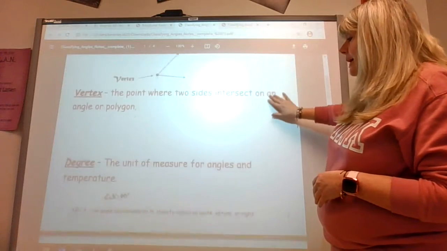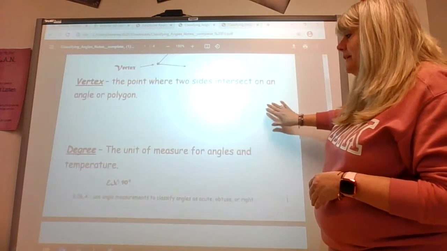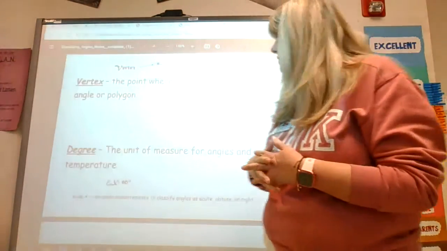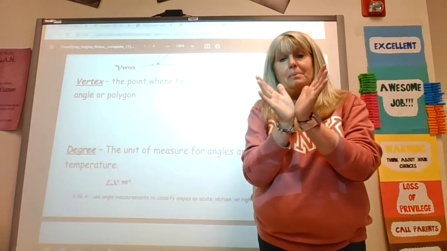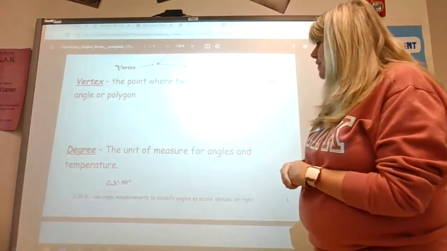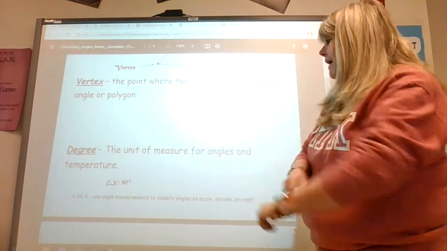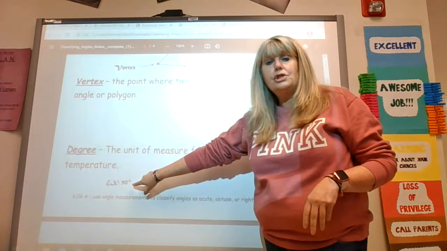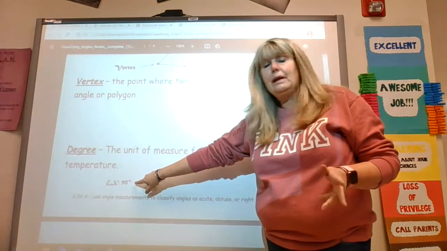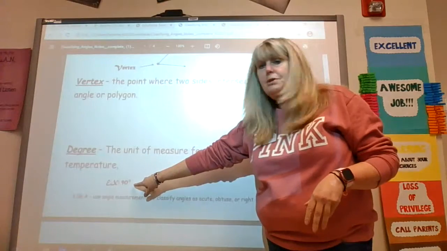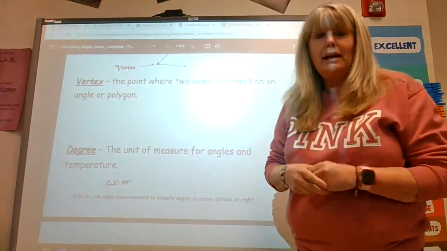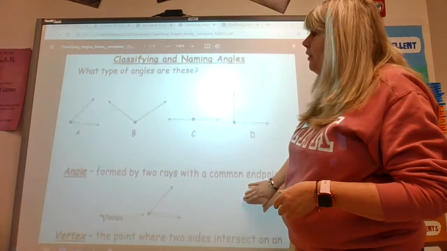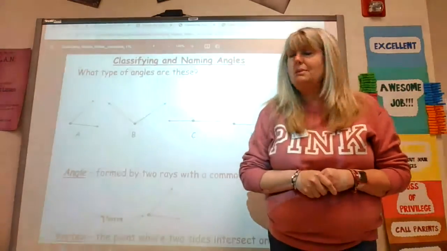So degrees, and I want to talk to you for a minute, degrees is the opening of the angle. Okay, so the degrees is how far opened this angle is. And it's called a unit of measure for angles, and it's also for temperature. And notice, you show that by writing whatever the number is, and then you put the little degree sign on it, like for temperature and for angles. So there are three different types of angles that we're going to be talking about.